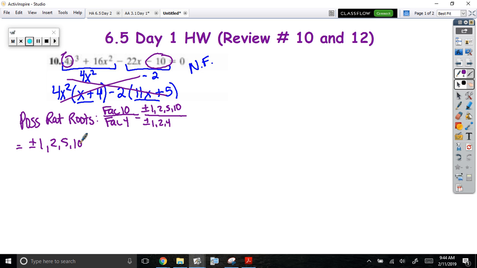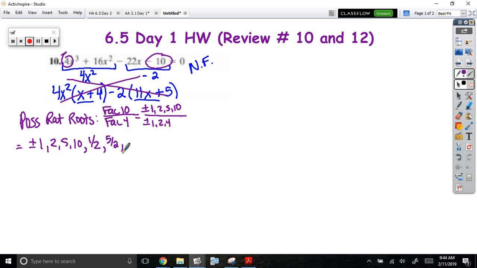That's if I divide everything by 1, nothing changes. Now if I divide everything by 2, I'll get 1/2. I'll get 2 halves, which is 1. I'll get 5 halves. And I'll get 10 halves, which is 5. So I already have that written.